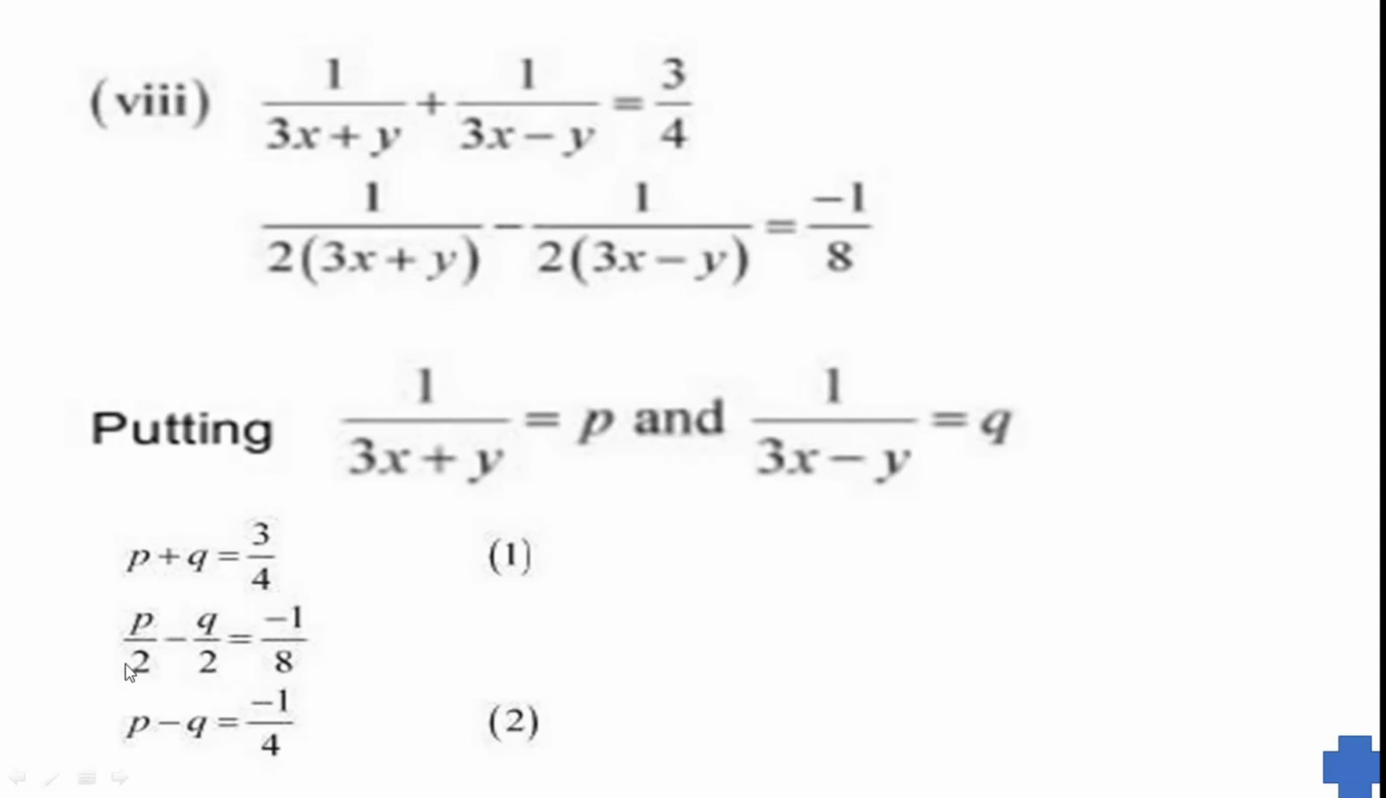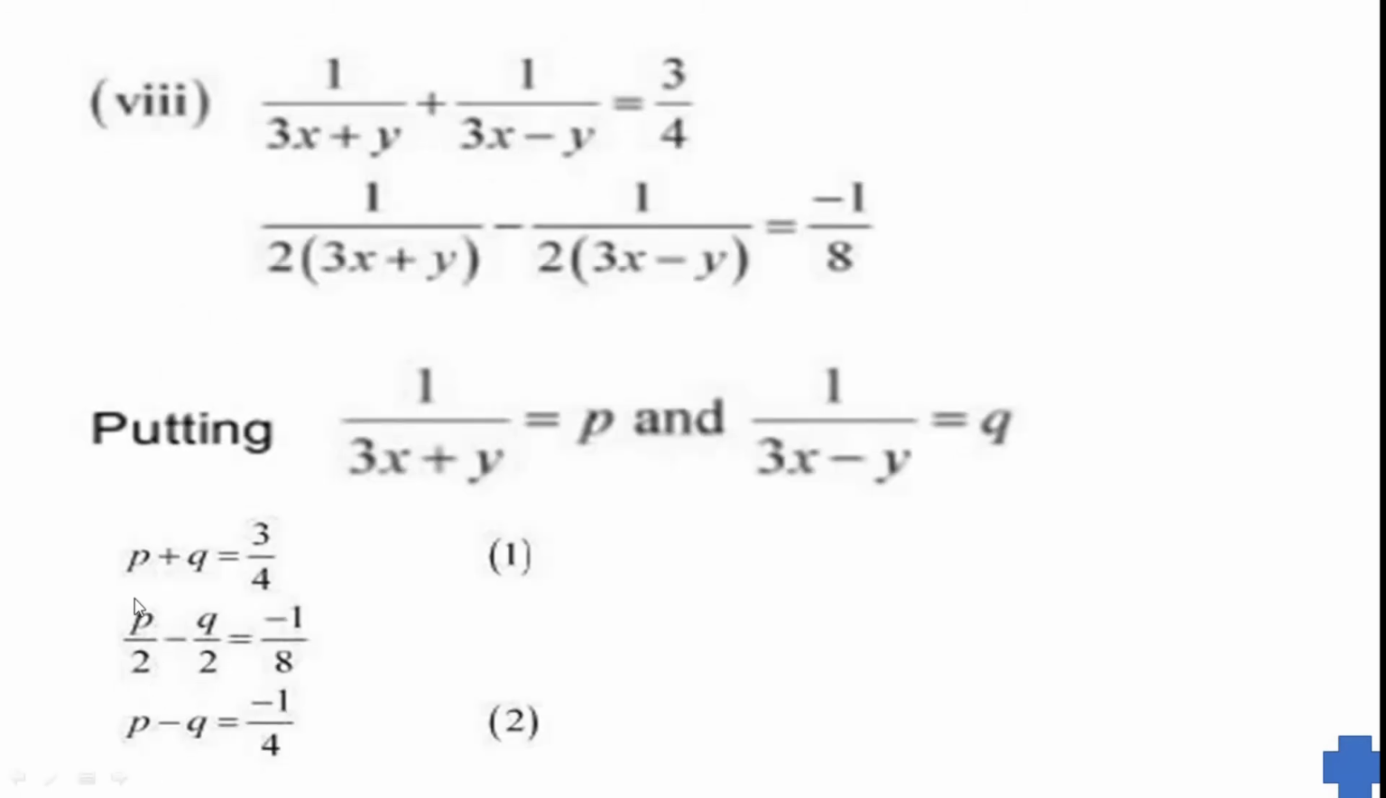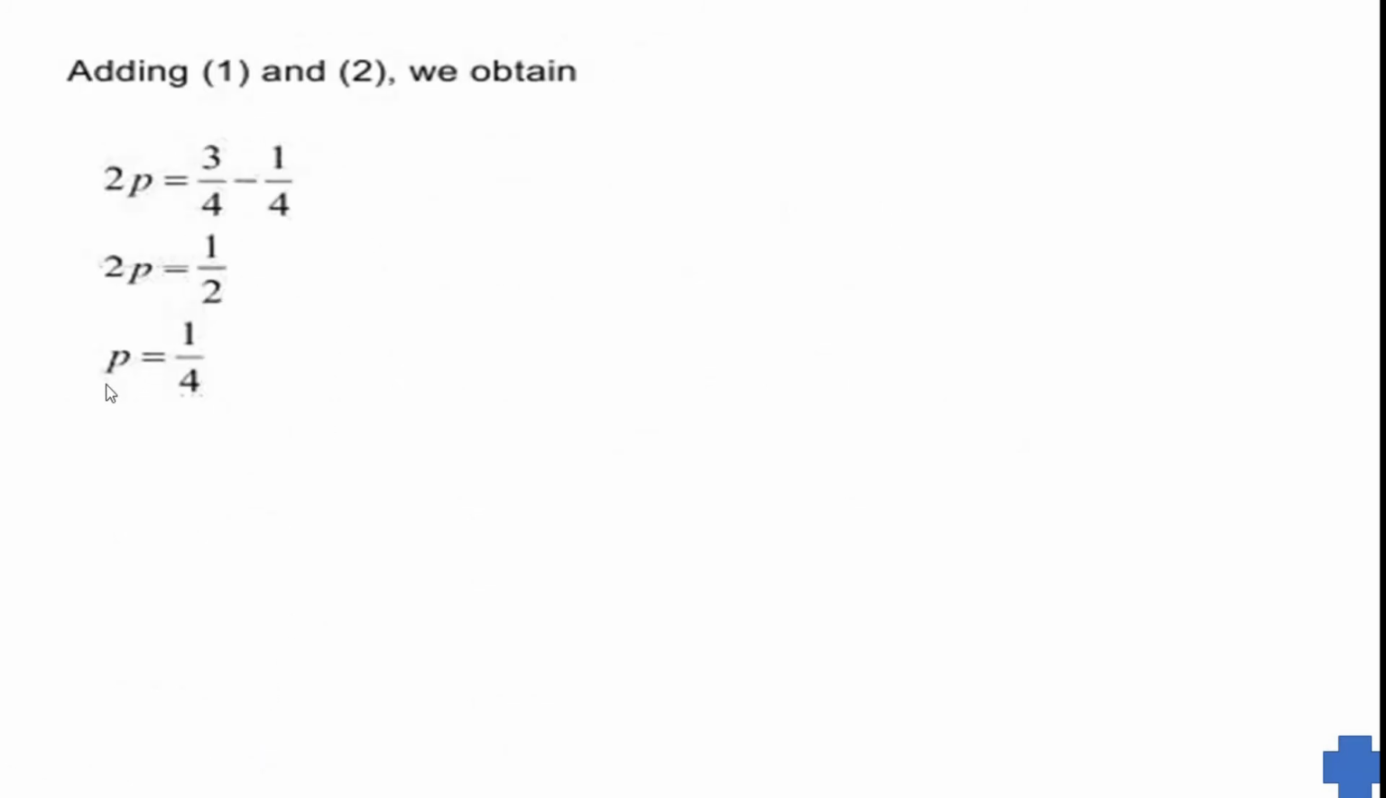The denominator is 2, 2 here, taking it common and to the other side, cancelling with this, this becomes minus 1 by 4. So this equation has been reduced to this. Further, solving it, when we add these two equations, equation 1 and equation 2, q and minus q will eliminate. This will become 2p, p plus p, 2p, and this will add and become 2 upon 4, which is half. So p becomes 1 upon 4, right?